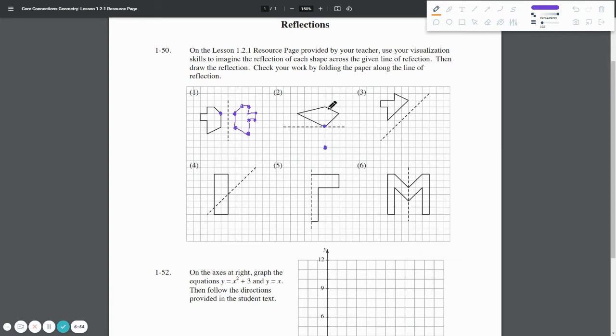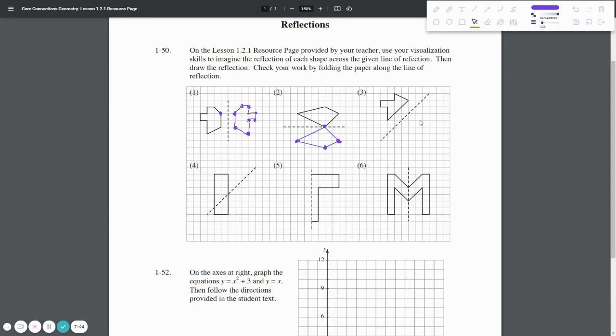And then over here, this point is 2 units above the line, so I'm going to go 2 units below right there. And then lastly, this one is also 2 units above, so I'm going to go 2 units below. And so we're going to go ahead and connect these points together. Okay. Not perfect, but you get the idea.